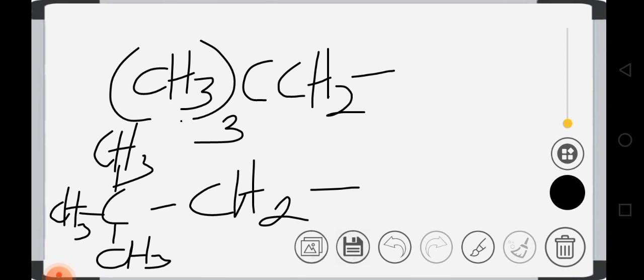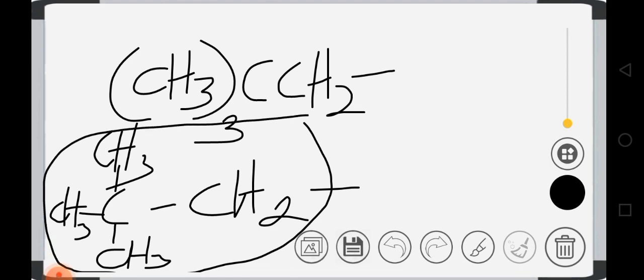If you want to number this one, I can just say 1, 2, 3. So you say it is 2,2-dimethylpropyl. You are correct. That is just an alternative name. The actual name for this compound is you name everything together, and we call it neopentyl. So we'll call this one neopentyl.